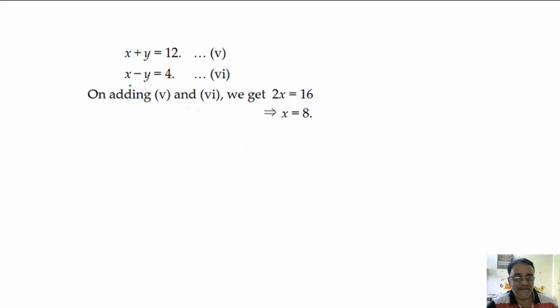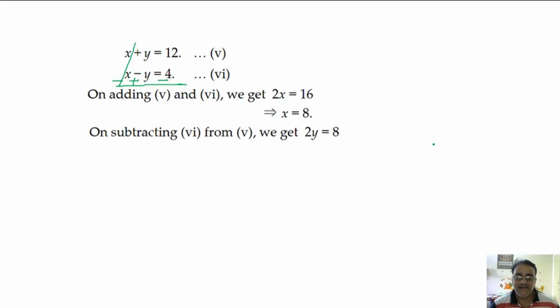चलो सब्ट्रैक्ट करते हैं. अगर सब्ट्रैक्ट कर रहे हैं तो माइनस प्लस माइनस. So we'll get 2y is equals to 8. Right? 2y is equals to 8. So y is equals to 4. Or you can substitute directly here. यहाँ पे अगर 8 substitute करेंगे तो y is equals to 12 minus 8, 4 हो जाएगा.